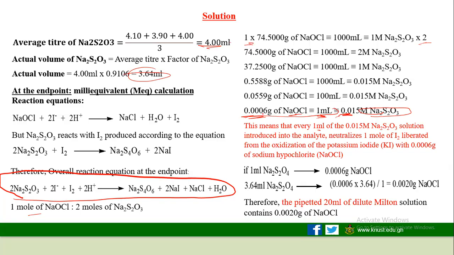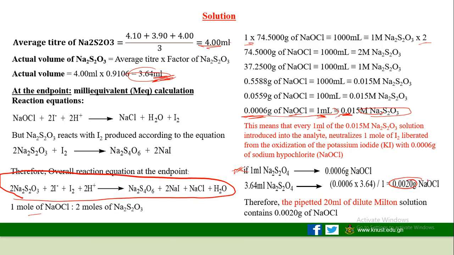But in essence, after establishing your milliequivalent calculation, 1 ml of the secondary standard, the one you use in the titration, reacts with this mass of the hypochlorite. So that is what we use. That's the statement that we have established here: if 1 ml of your sodium thiosulfate reacts with 0.006 grams of your sodium hypochlorite, then the average titer, the actual volume, the corrected one, will contain what? Now, this is just proportion, use proportion to get your answer.